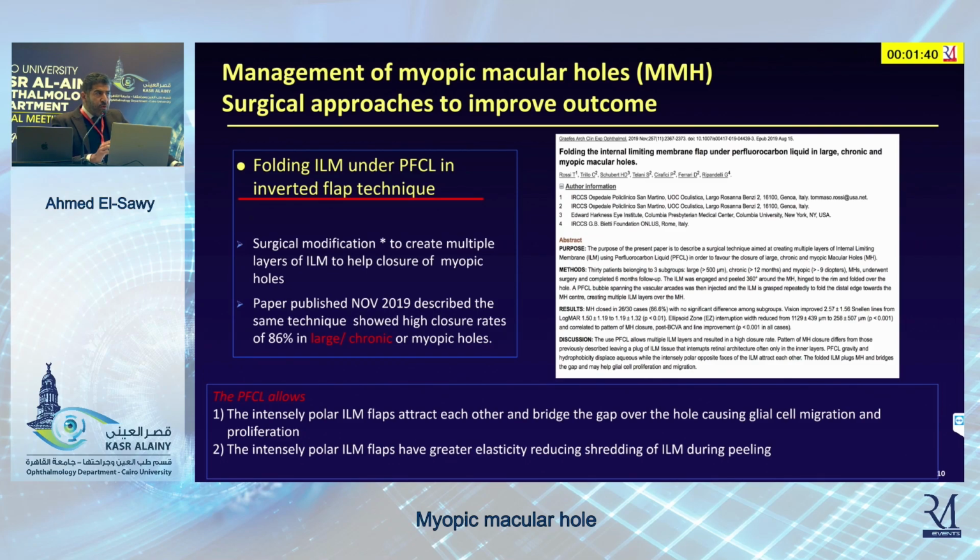Additionally, these highly polar flaps are highly elastic, so when you peel the ILM, even if it's very thin in myopic eyes, it doesn't shred into smaller pieces. It becomes very elastic, and you can easily manipulate the ILM and put it in the inverted flaps as you'd like.